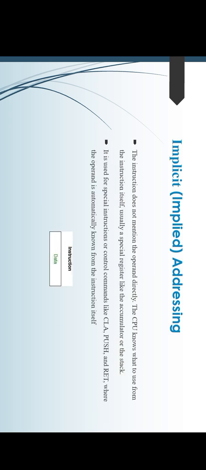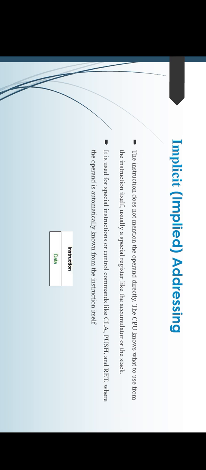Next, the types of addressing modes. Common addressing mode types are immediate addressing, register addressing, direct addressing, indirect addressing, register indirect addressing, indexed addressing, base addressing, relative addressing, implied addressing. These are the 9 types of addressing modes. One by one we will do.